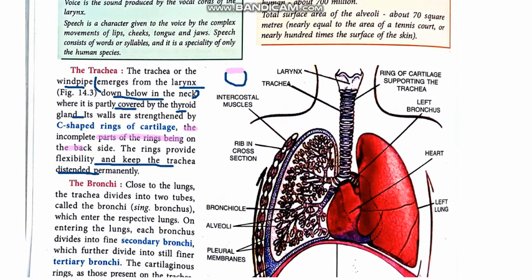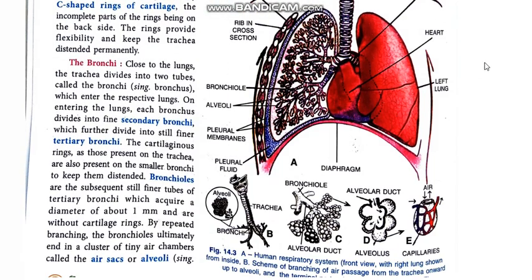Okay, now the next one is our bronchi. So we have done that. Now the trachea is divided into two bronchi. Okay, and singular we can say bronchi as bronchus. So close to the lungs, the trachea divides into two tubes that are known as bronchi, singular bronchus, and these enter the respective lungs.